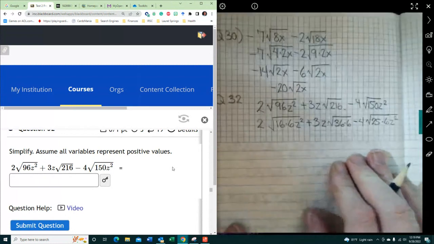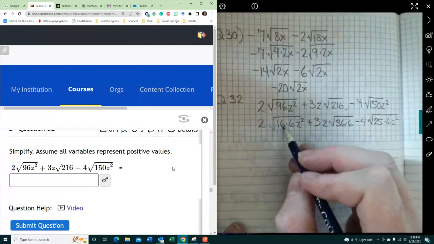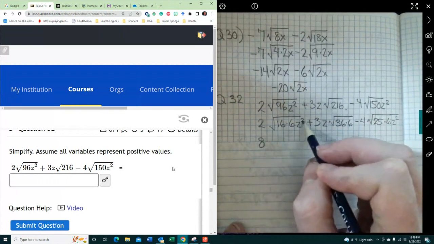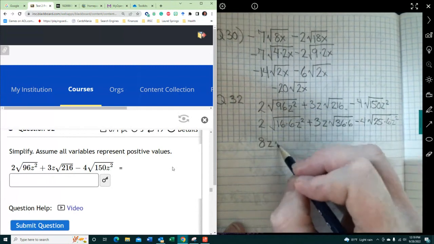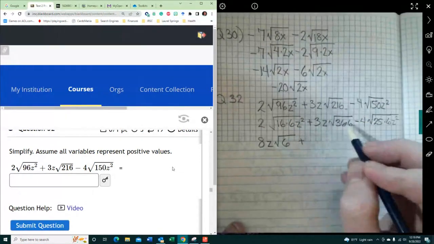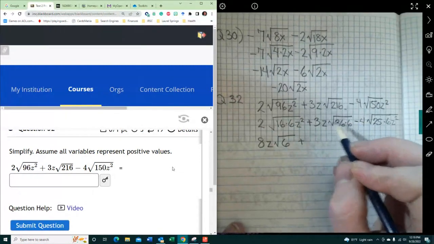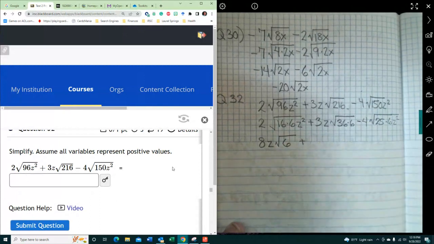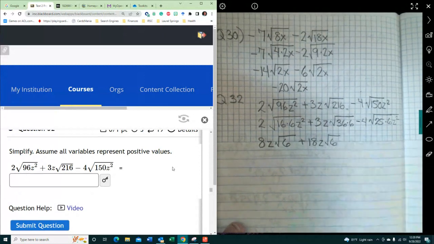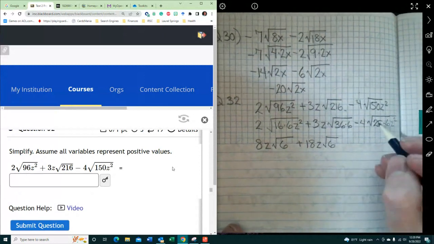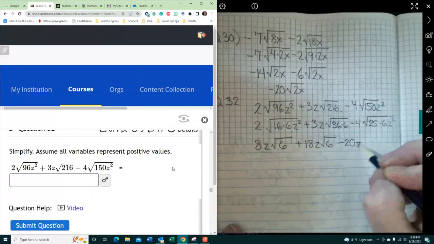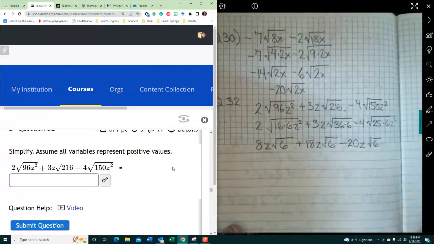So now we have this. Okay. So the square root of 16 is 4, so we're going to get 4 times 2 is 8. And then the square root of z squared is going to give us z. And then we're left with 6. Now, we have a 3z, and the 36 is going to become a 6. So 6 times 3 is 18z radical 6. And then 25 is going to become 5. 5 times 4 is 20. And then z squared is z. And then you have the square root of 6.